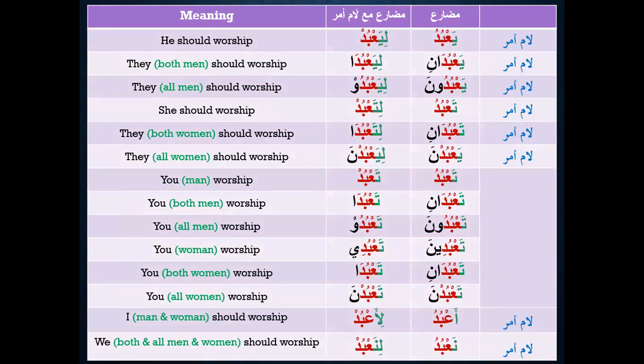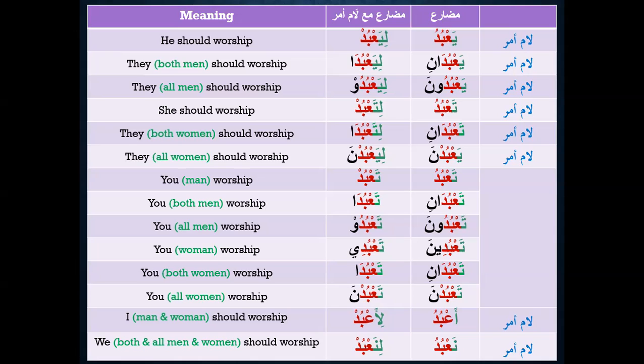So this is how you do it, for third person and for first person. For second person, you do not need lame amr in ma'ruf state. In majhul state, yes. So here you would say, ya'budu becomes liya'bud. Ya'budani liya'buda. Drop that noon. Liya'budu. Let him. They should worship. Let him do it. They should do it. Okay, let them do it.